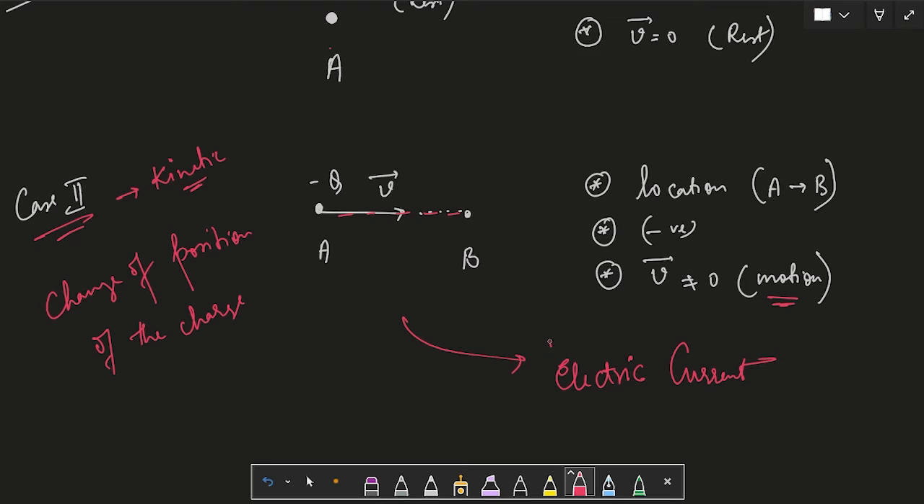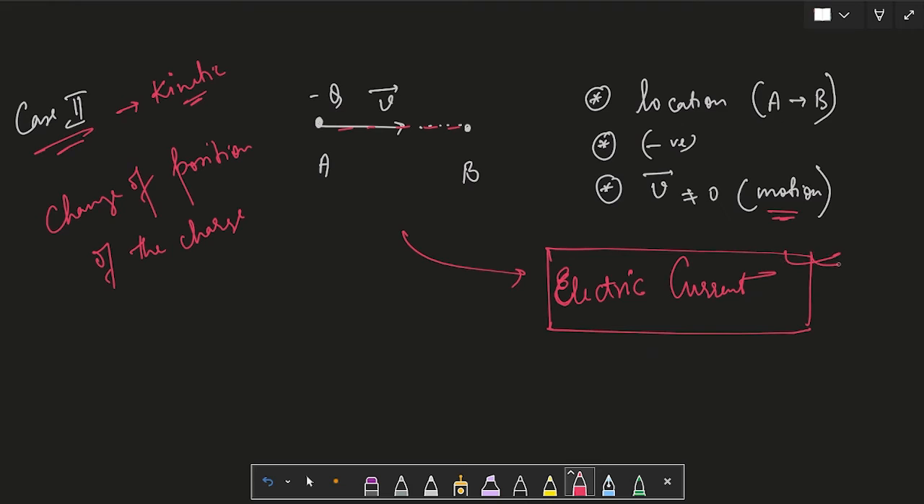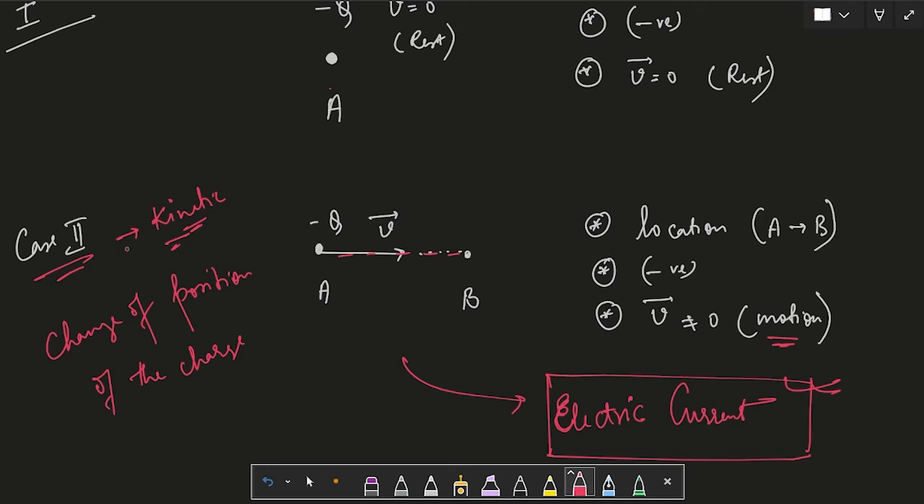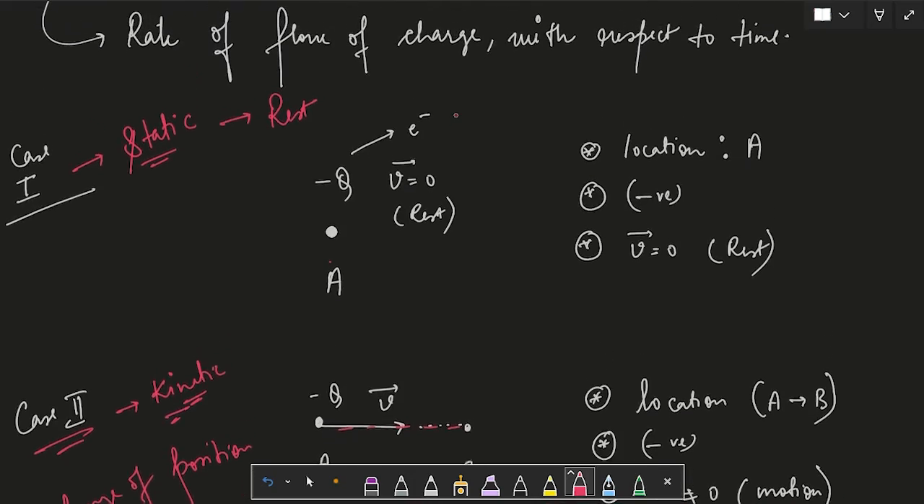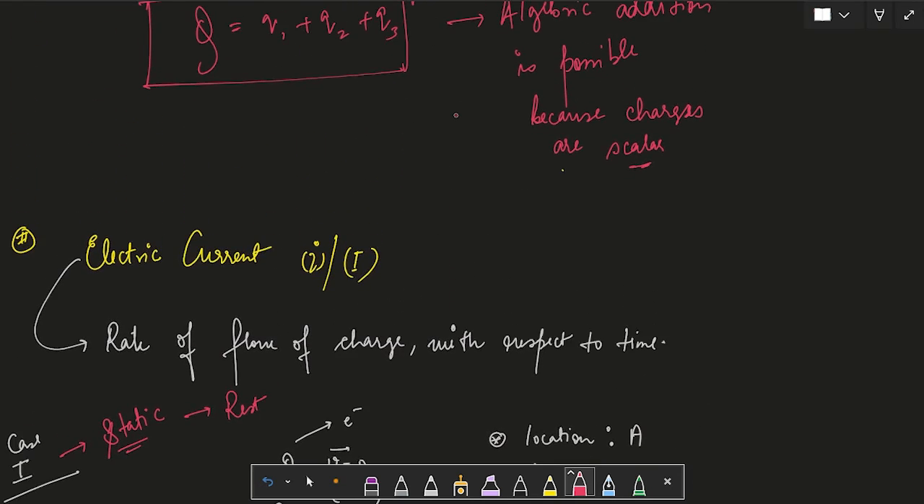Electric current is nothing but a movement of charge. In very simple terms, electric current is basically movement of charge. If a charge moves, whether positive or negative, it does not matter. If the charge is moving, that means this charge is in electricity form, that is called the electric current. So whenever a charge is in kinetic form, as in case number 2, moving charge is what we define as electric current. I hope I am clear. Now we can go on to the details.